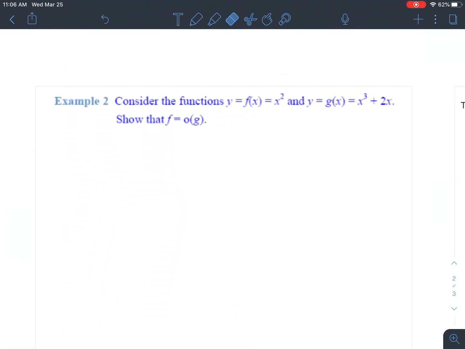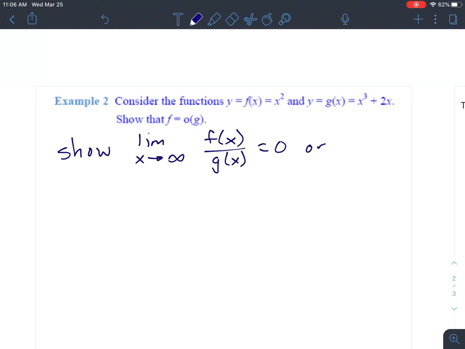So we're going to show, just like what I said, that either this limit equals 0, or we're going to show the other limit is going to become infinity.